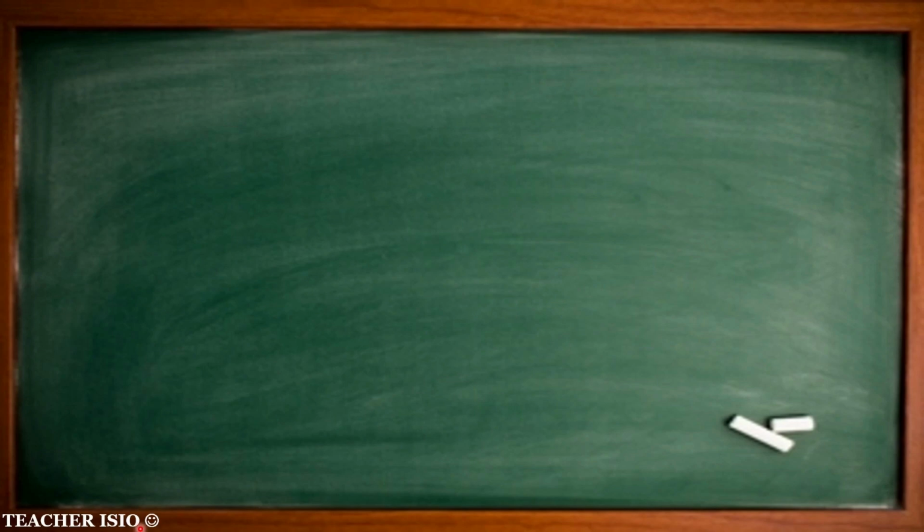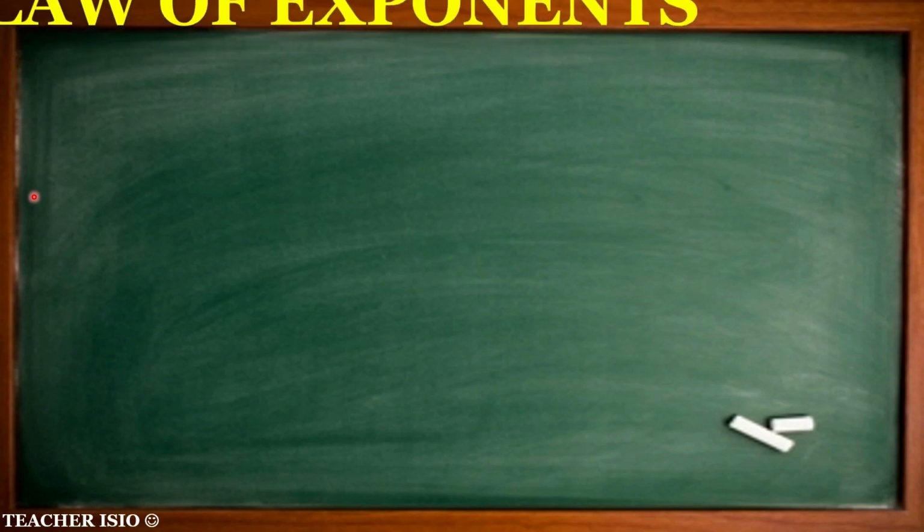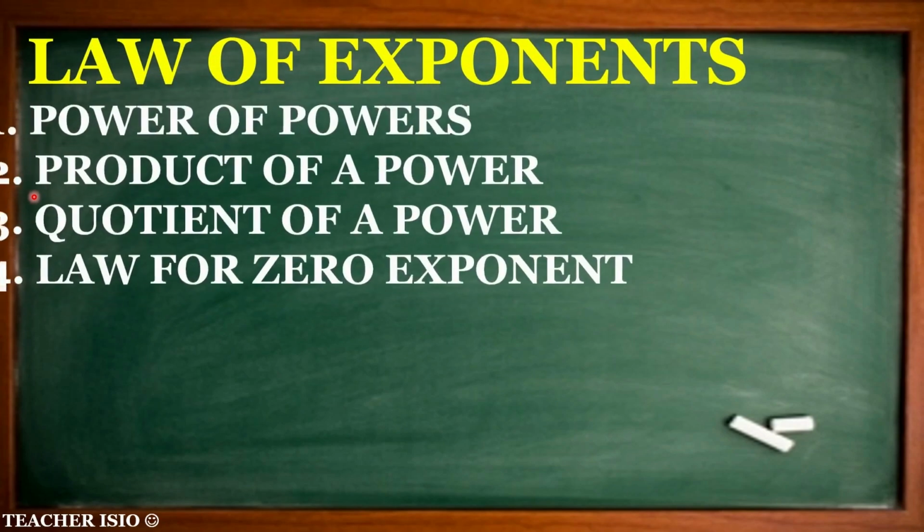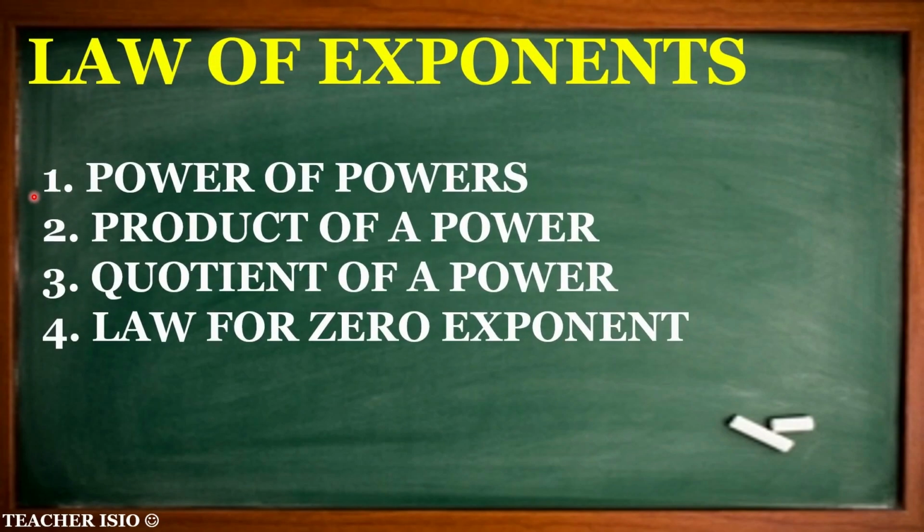Yan. So, now let's talk about law of exponents. Okay, so we have 4. The first one is power of powers, 2 product of a power, 3 quotient of a power, and 4 law for zero exponent. So we're going to talk these 4 laws one by one.